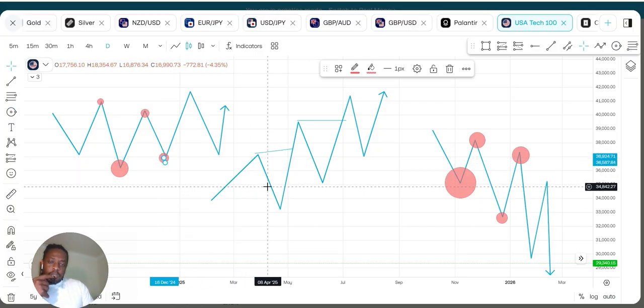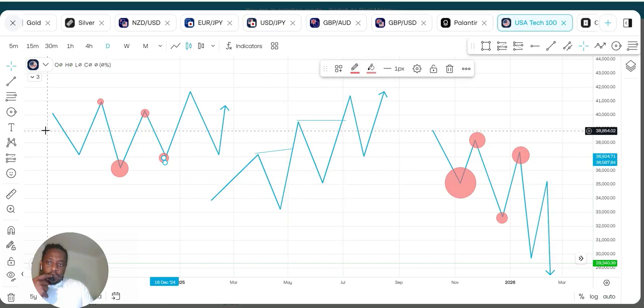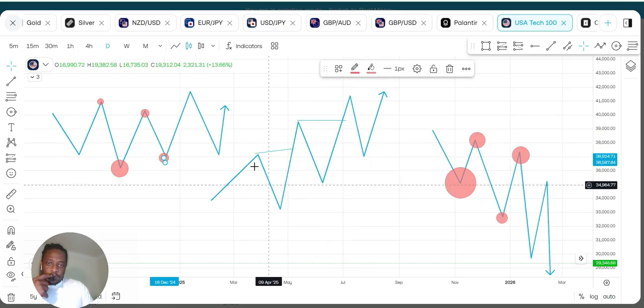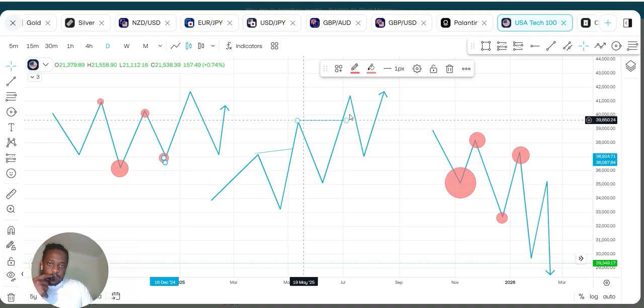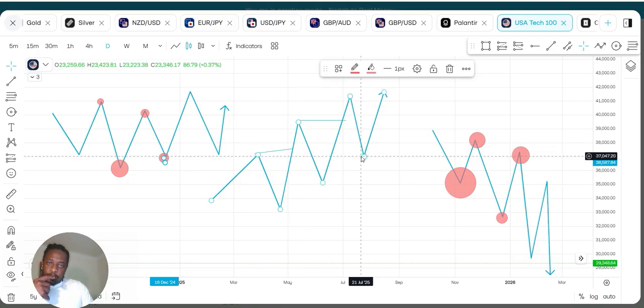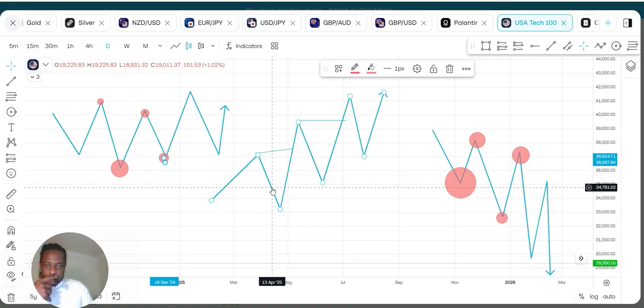So obviously in a move like this, we're looking at higher highs being taken out, lows being preserved. Higher highs being taken out, lows being preserved. The buyers are in control. So this is an uptrend. This is a downtrend. So you need to keep that in mind while we go through the rest of this video.